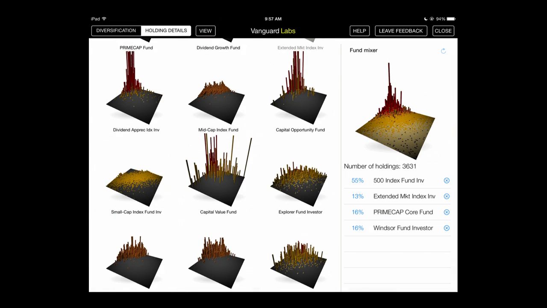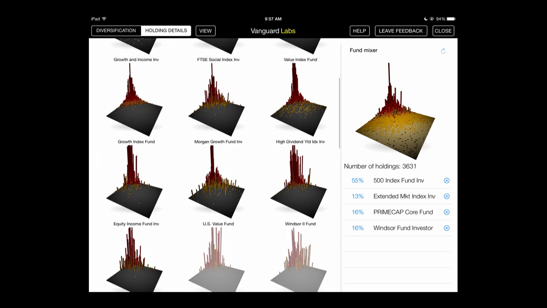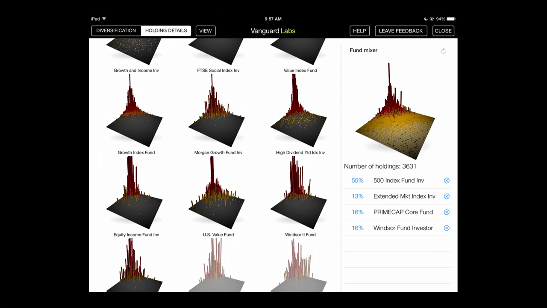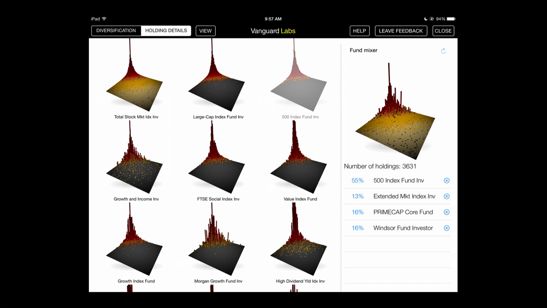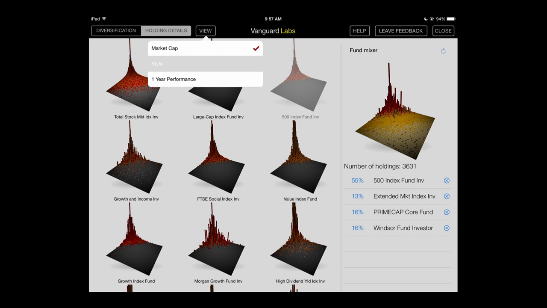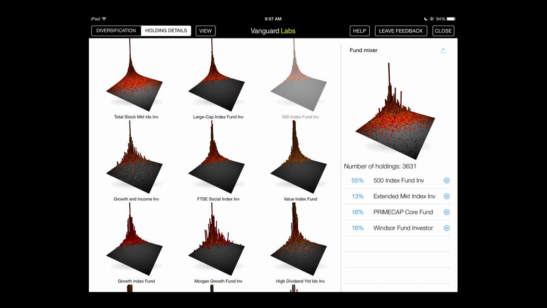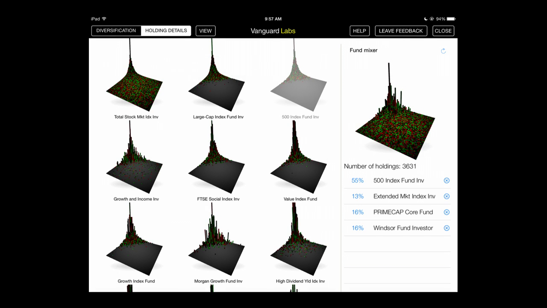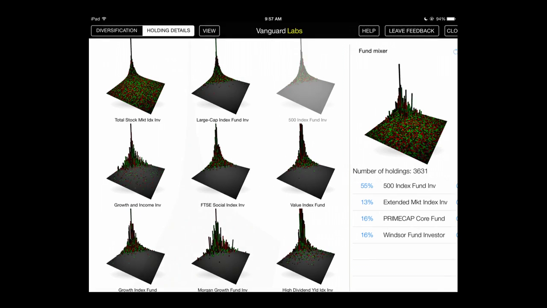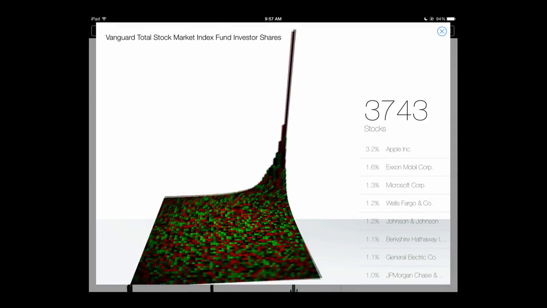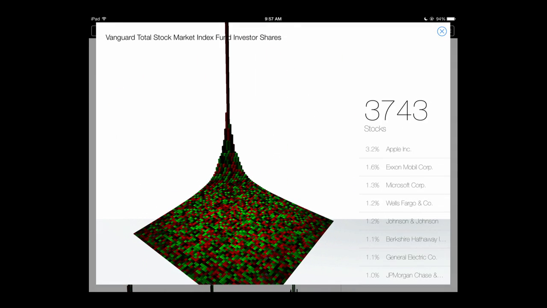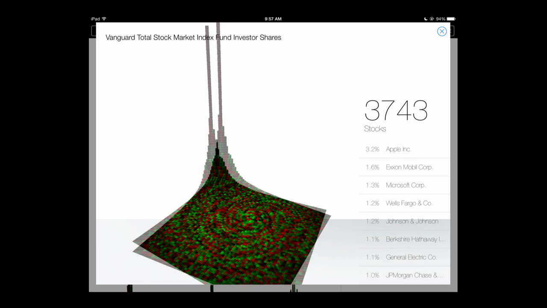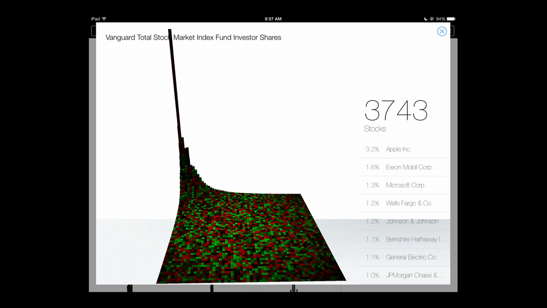We can also have a few different views, so we can color the underlying holdings by different attributes. In this default view, we're coloring by market cap. We could also color it by style, so value or growth, and even performance. If you wanted to see the underlying performance of each of the stocks in a portfolio or a fund, you can see that as well. Here's the total stock market index, and on a scale of green for good performance to red for negative performance, you can see that entire basket.